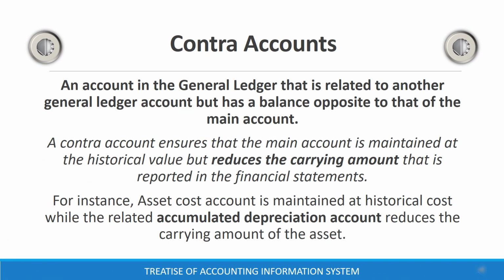A contra account is an account in the general ledger that is related to another general ledger account but has a balance opposite to that of the main account. A contra account ensures that the main account is maintained at the historical value, but it reduces the carrying amount that is reported in the financial statements. For instance, an asset account is maintained at the historical cost, while the related accumulated depreciation account reduces the carrying amount of the asset.